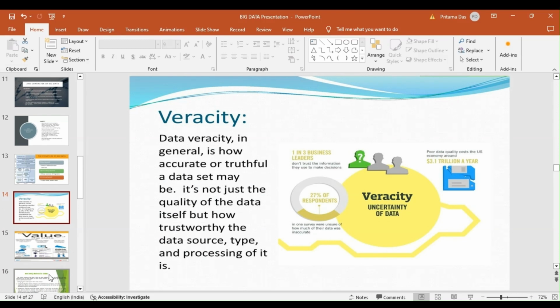So, next one is veracity. Data veracity in general is how accurate or truthful a data set may be. It's not just the quality of the data itself, but how trustworthy the data source, type, and processing of it is. So, big data often includes data of varying quality and accuracy. This can result from errors during data collection, incompleteness, inconsistencies, or duplication. Managing and ensuring data quality is a significant concern in big data projects.